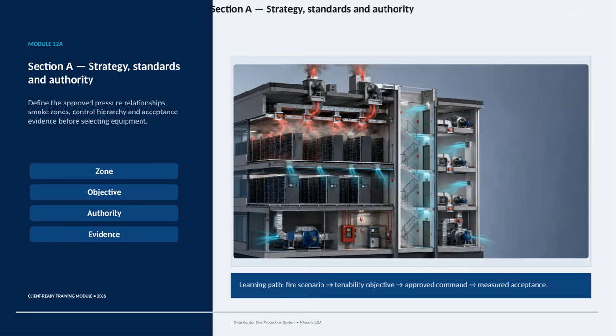The learning path moves in a deliberate sequence from the fire scenario to the tenability objective, to the approved command, and finally to measured acceptance. That sequence helps prevent a common mistake: choosing devices or controls before the overall strategy is agreed and documented. As we move through Module 12A, the focus is on establishing clear pressure relationships, smoke zones, control hierarchy, and acceptance evidence. These elements create the foundation for a design that can be reviewed, authorized, tested, and ultimately accepted.